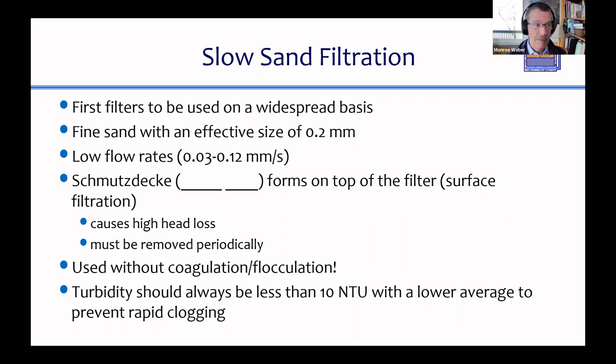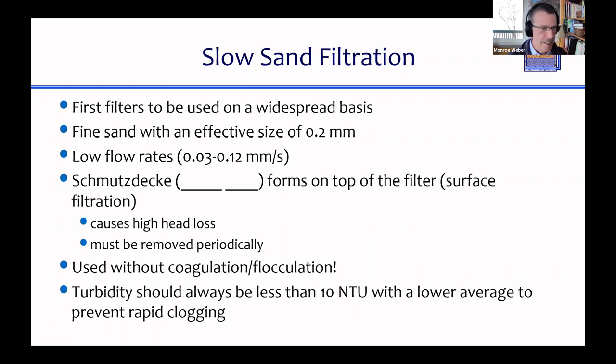And there are still plenty of people who are building slow sand filters for communities, and it often ends up being a problem. They fail in many, many cases because the water is rarely clean enough to use them. They're the first filter that was used on a widespread basis. They have really fine sand, about 0.2 millimeters. You can try to hold up your fingers and look at what 0.2 millimeters looks like. It's very, very tiny. They have very low flow rates.